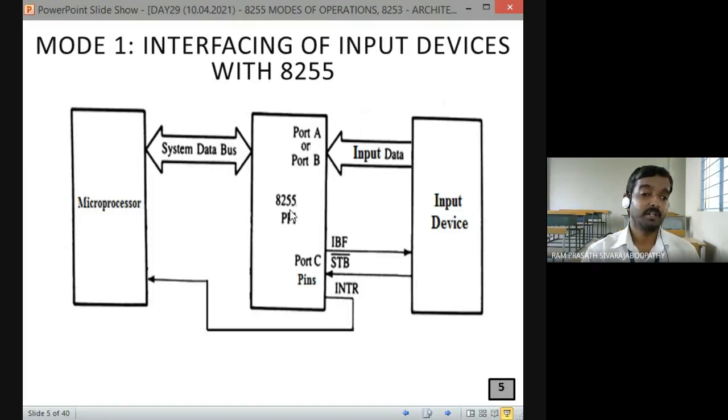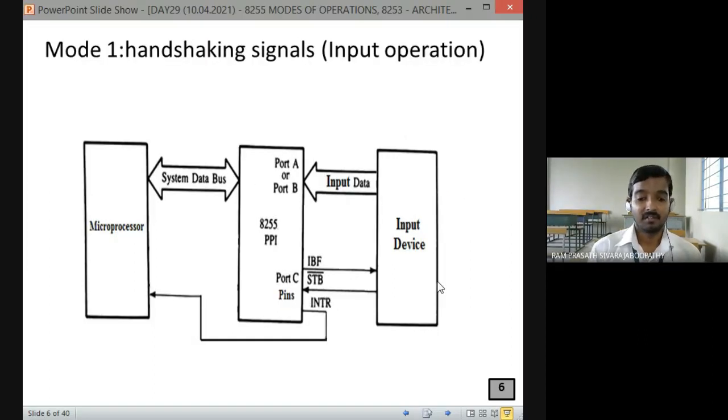Now, coming to this diagram, whatever data you write from the microprocessor goes to 8255. Correct? Here we are speaking about the interfacing of an input device. I will explain one by one. The very first signal is the STB bar signal. From where is the signal coming, and to which device? Observe the diagram and tell me the answer. From where to where is the STB bar signal going?